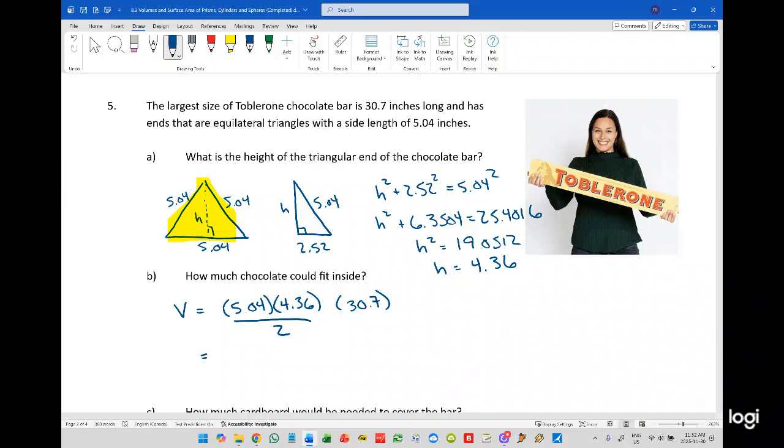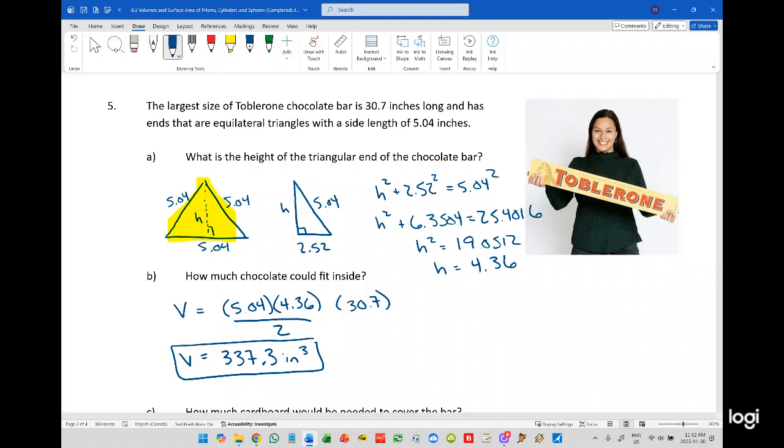Okay, so 5.04 times 4.36 divided by 2 times 30.7 gives us 337.3 cubic inches of chocolate. That's a fair bit of chocolate.